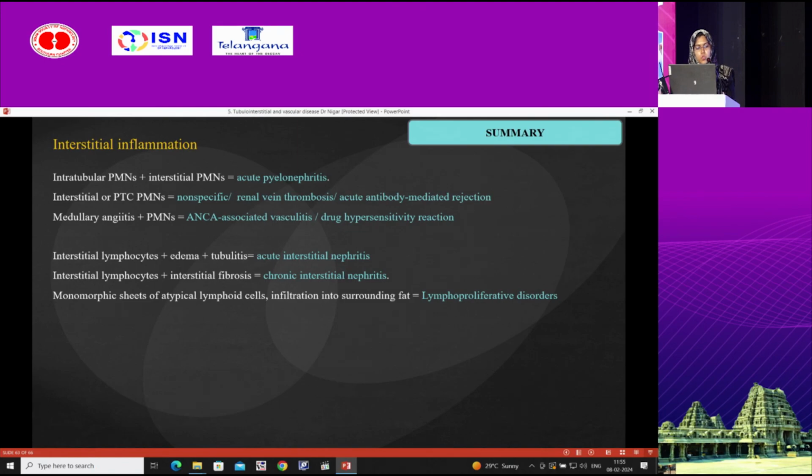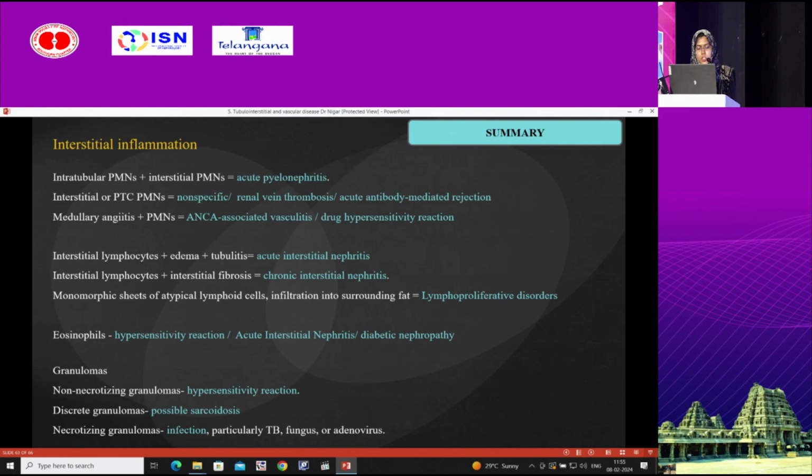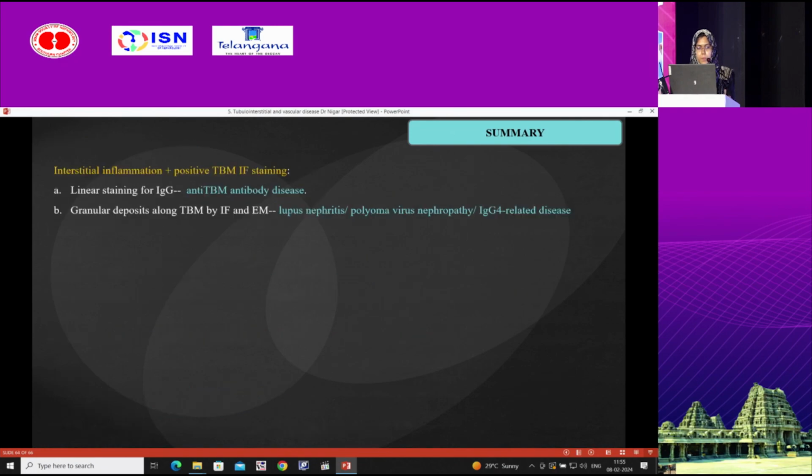And sheets of monomorphic atypical lymphoid cells with or without infiltration into the surrounding fat suggest a lymphoproliferative disorder. Eosinophils point towards a hypersensitivity reaction, acute interstitial nephritis, or they can be seen in diabetic nephropathy also. Coming to granulomas, non-necrotizing granulomas are seen in hypersensitivity reactions. Discrete granulomas are possibly due to sarcoidosis, and necrotizing granulomas are commonly seen in infectious etiology.